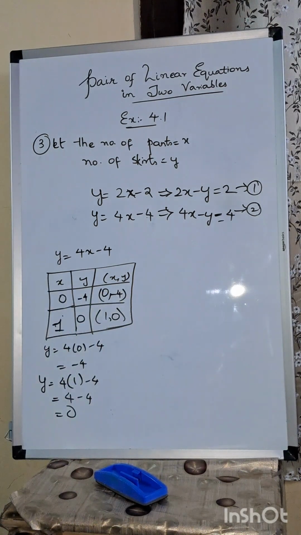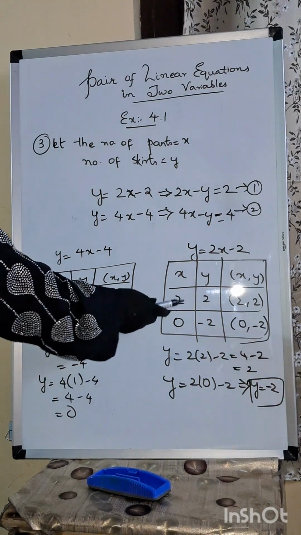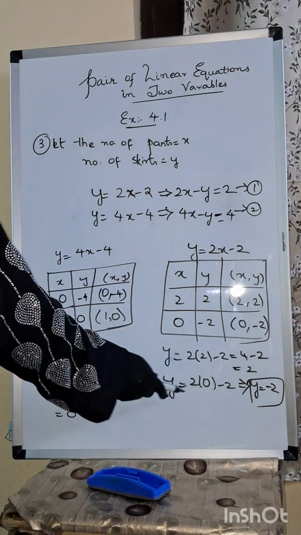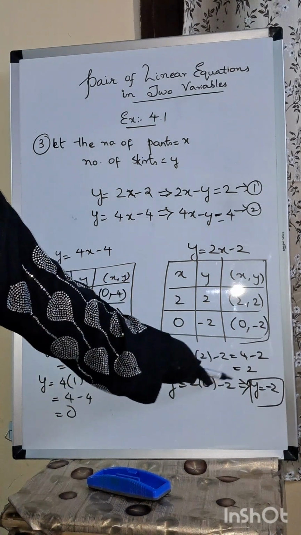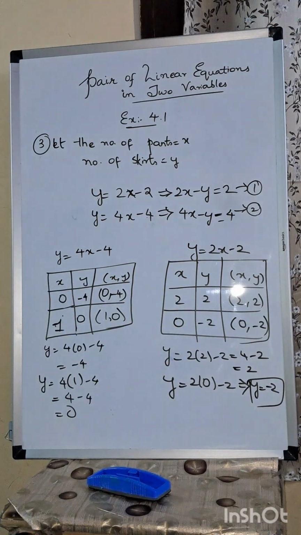Okay, for this equation. For the other equation, y is equal to 2x minus 2, if I assume x as 2 and 0. So 2 2s are 4, minus 2 is 2. 2 into 0 is 0, 0 minus 2 is minus 2. So y is 2 and minus 2. So the points are 2 comma 2 and 0 comma minus 2.